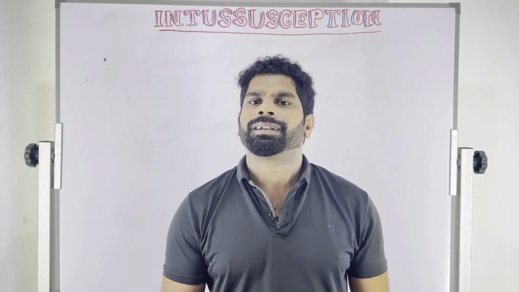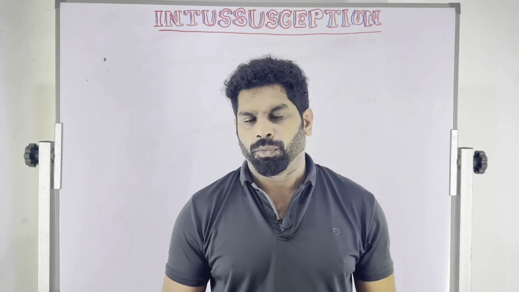Hello everyone. The most common cause of intestinal obstruction in children younger than 2 years is intussusception. Let's study about intussusception in this video. Actually, what does intussusception mean? It's a clinical condition where part of the intestine invaginates or telescopes into its own lumen.